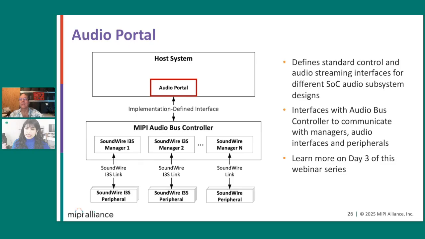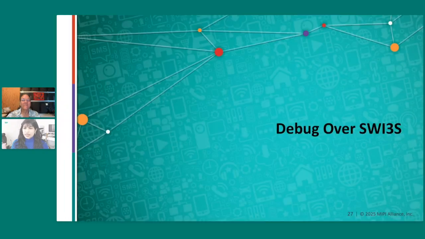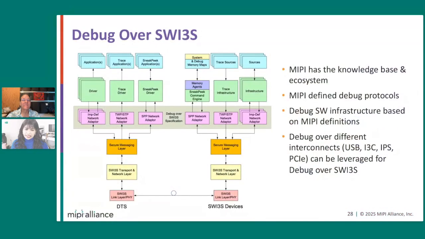Here on the left, we have indicated where the audio portal hardware and/or software sits and how it's connected to the audio bus controller. Again, you will learn more about this on day 3 of this webinar series. So now we have everything we need to build an audio system with MIPI-defined audio buses. But what about debug? How can I debug these devices that are connected over the SoundWire link?